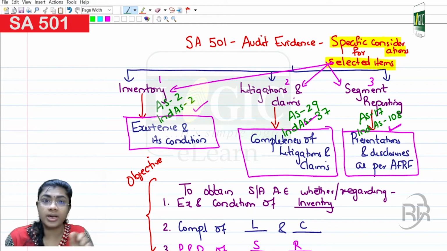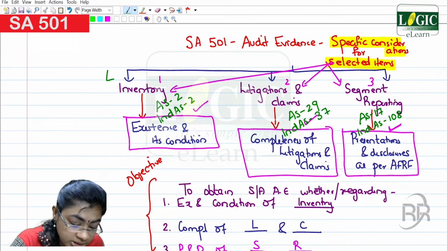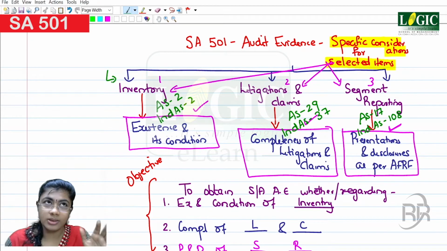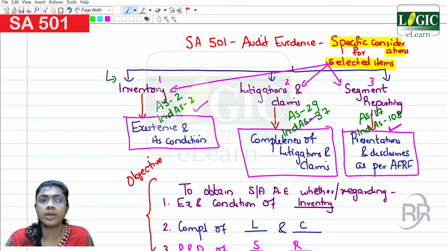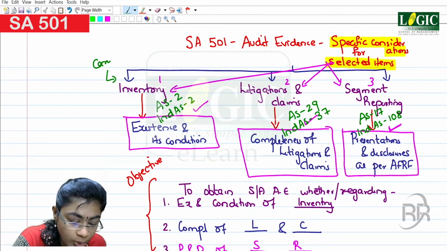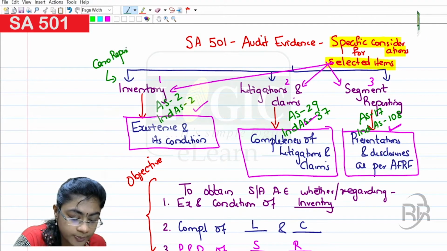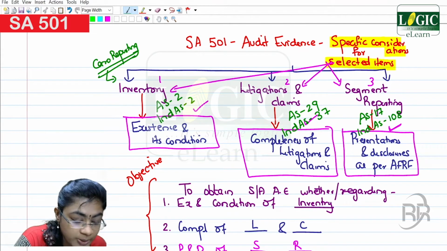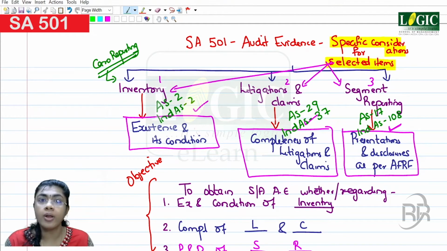One more link I can tell. With respect to inventory, some questions in the examination come with respect to inventory. You can also correlate with the CARO reporting requirements. There is a specific clause in CARO with reference to inventory. Clear? So, shall we go into detail of each selected item?